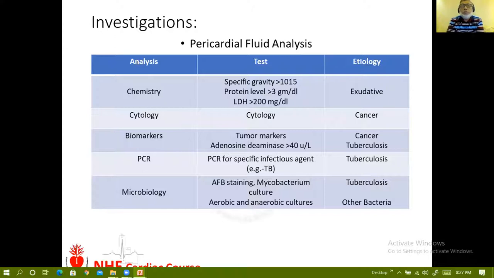Cytology, we do the cytology only to detect cancer cells. This is appropriate for the diagnosis of carcinoma. Biomarker, there are two types of biomarker: tumor marker, important for detection of carcinoma, and adenosine deaminase, which is very important for detection of tuberculosis. If we get adenosine deaminase more than 40 units per liter, this goes in favor of tuberculosis. Polymerase chain reaction for specific infectious agents, specific for tuberculosis. By PCR, we can diagnose tuberculosis. Microbiology: we do standard mycobacterium culture for detection of tuberculosis, and aerobic and anaerobic culture to detect other pyogenic organisms.